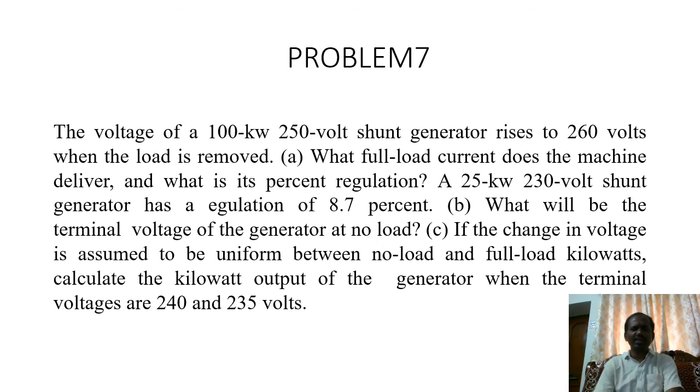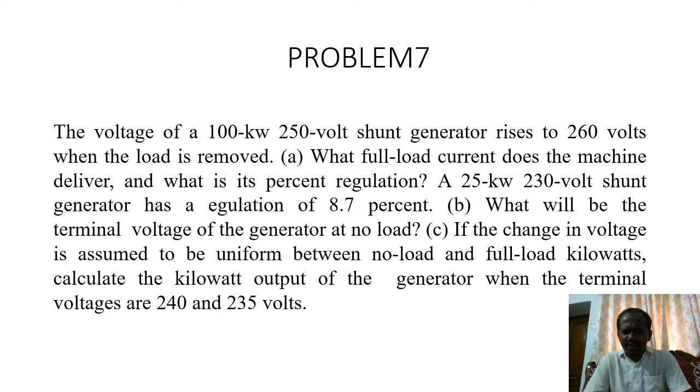Problem 7. This type of problem is also asked in the examination. Here you must remember what type of generator it is: a shunt generator, long shunt and shunt. Most of the time this type of problem is asked. The voltage of a 100 kilowatt, 250 volt shunt generator rises to 260 volts when the load is removed. What full load current does the machine deliver?